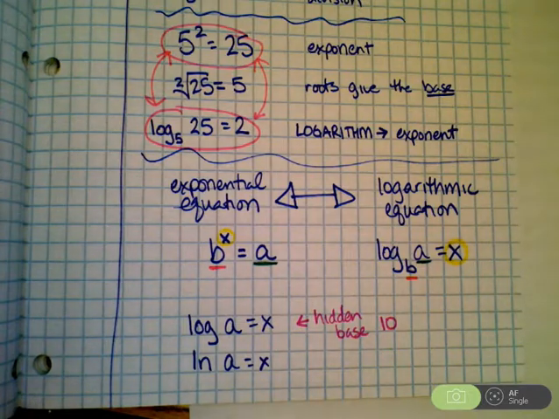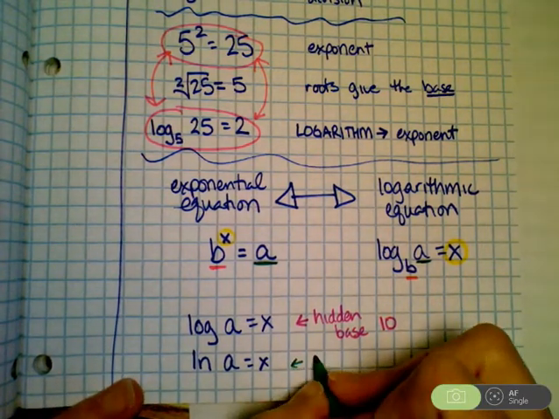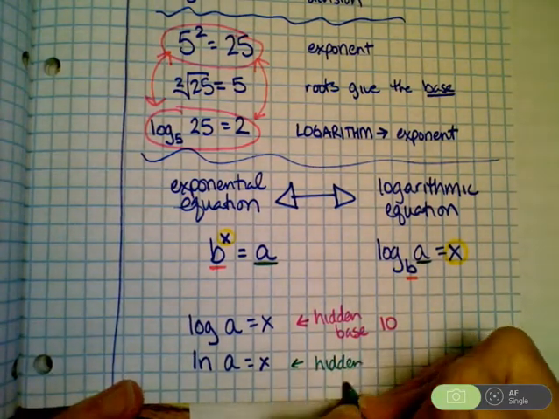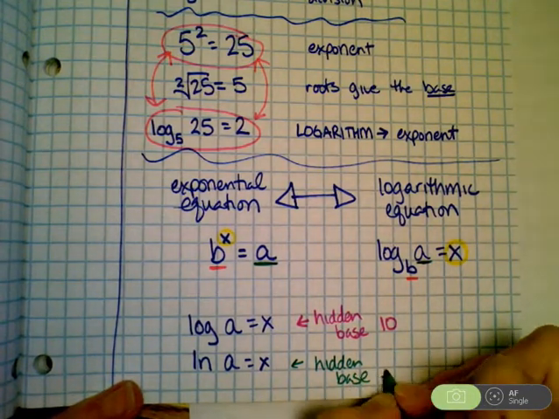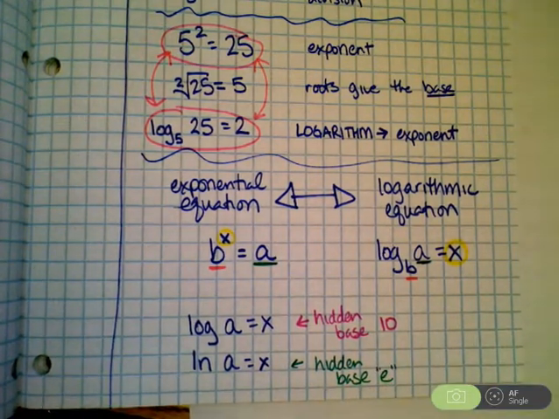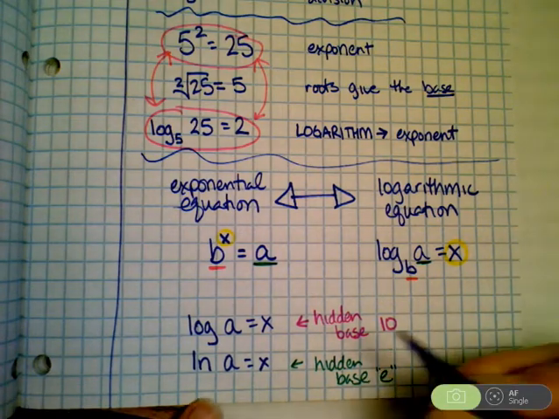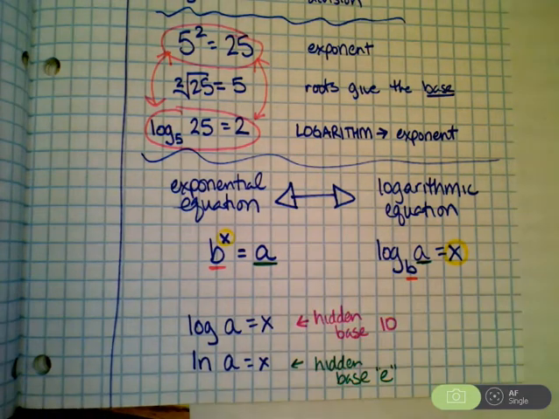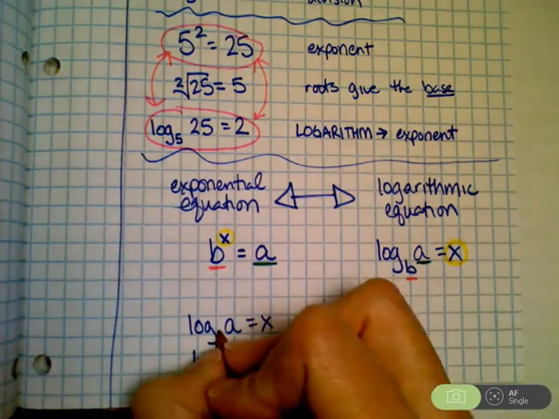And the ln, or the natural log, has a hidden base of e. And e is that number that we talked about in our last lesson. It comes up a lot in compound interest problems. So the equivalent equation for this, because we know that there's this little 10 hidden down here.